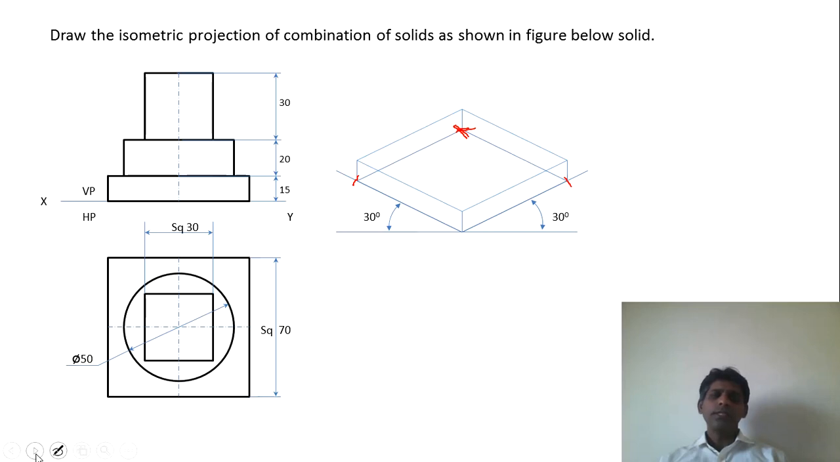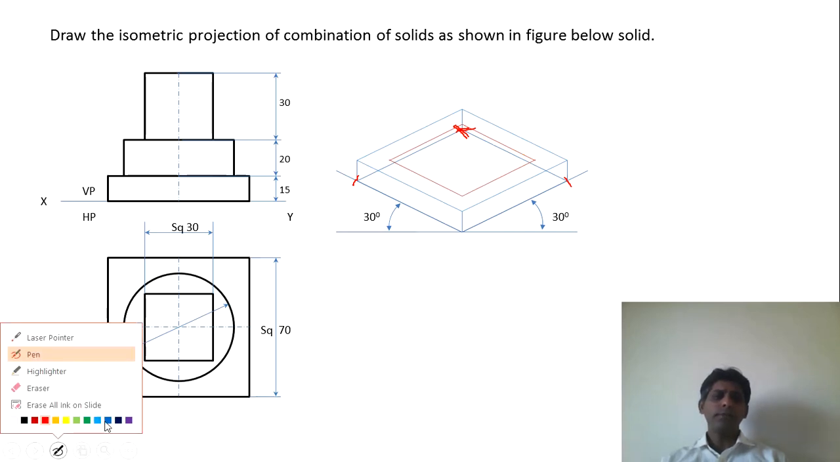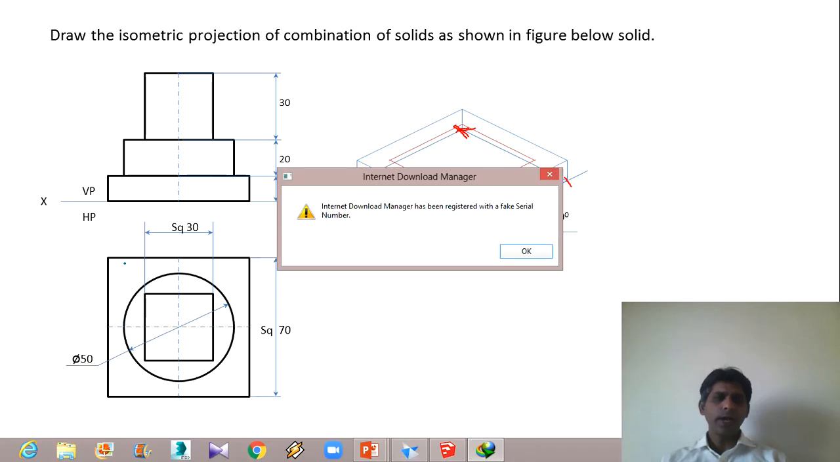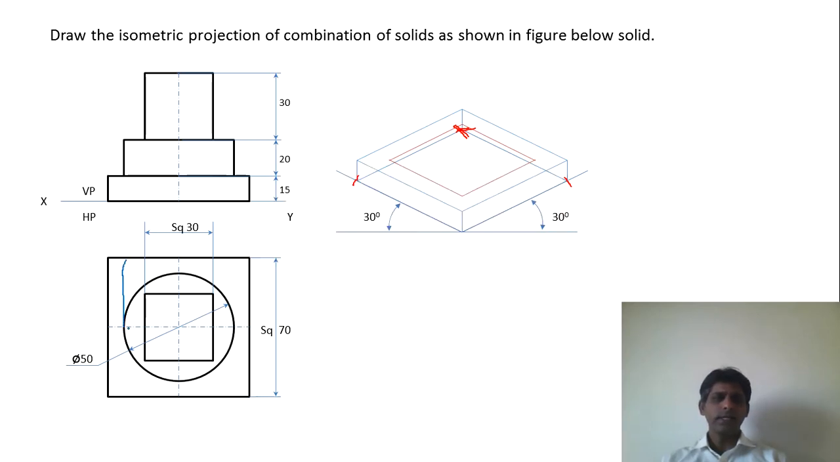So to draw this cylinder, we have to somehow get this particular square. To get that square, you can imagine that this cylinder is enclosed in a square like this.